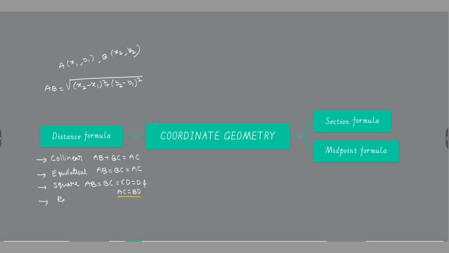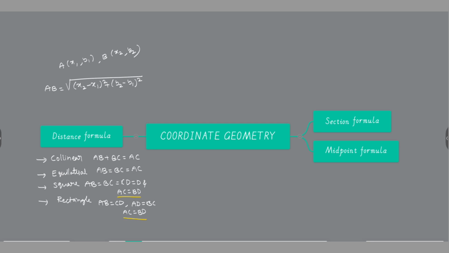Then rectangle. For a rectangle, we have to prove that opposite sides are equal: AB is equal to CD, and AD is equal to BC. Then diagonals are also equal. Here there is one similarity between rhombus and parallelogram. In a rhombus, diagonals need not be equal. Even in a parallelogram, you need not prove diagonals are equal. Only if you prove opposite sides are equal, it will be a parallelogram. If you prove all sides are equal, it is a rhombus. So this is about some problems based on the distance formula.